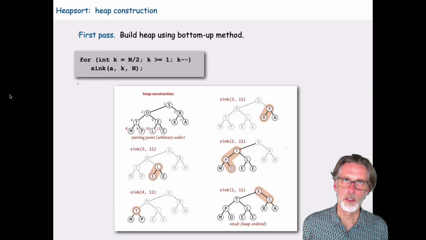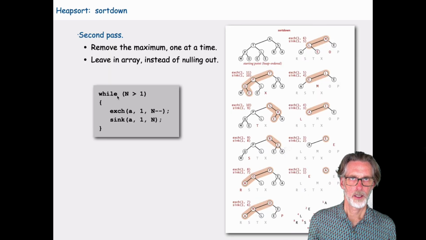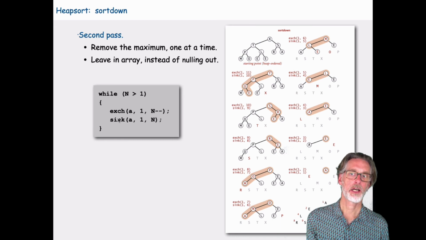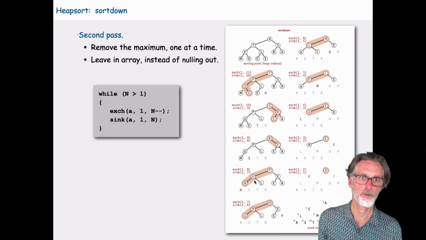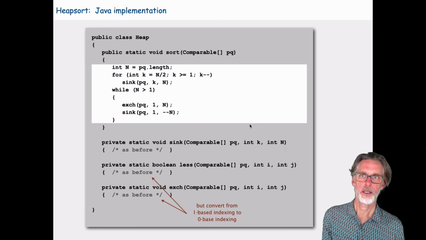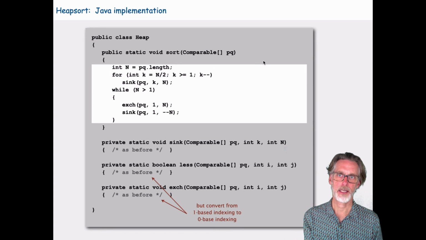Coding heap sort is really easy if you have sink and swim. In the first phase, you just start halfway through and sink every element. So we're going to sink 5, 4, 3, 2, 1. In the second phase, we're simply going to exchange every element with the end element and then reduce the number of elements that we're considering to be in the heap. And then we're going to sink down the first element. And so here we're sinking 1, 2, 3, 4, 5, 6, 7, 8, 9, 10, 11. We're done. Sunk them all down. There's the whole implementation. It's just straightforward once you understand sinking.